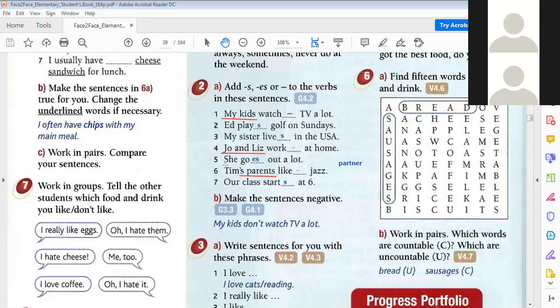Doesn't. Why is it doesn't? Don't. Why? They. Right. And with they, we use don't, right? Because it's plural. So parents, mother and father together, are plural, so we have to say they. So they like jazz, they don't like jazz.